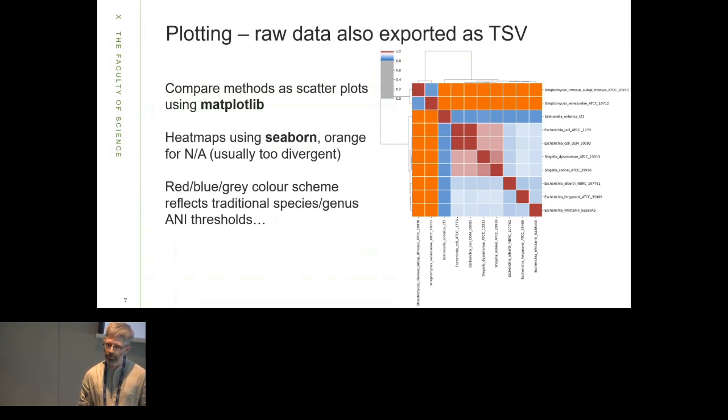Those are shown now as orange in the heat maps. And that can be quite instructive just where all the orange bands show up. The red-blue colors is a traditional color scheme for the genus-species boundaries that people accept based on the literature.